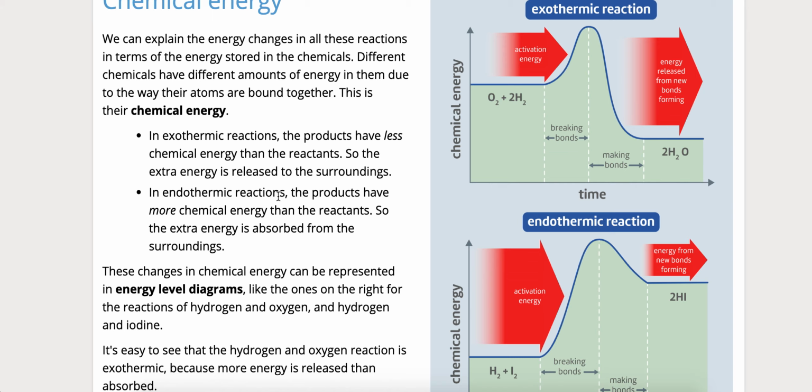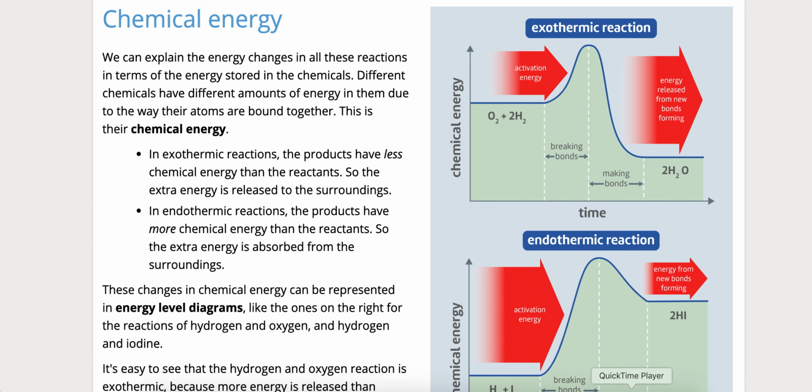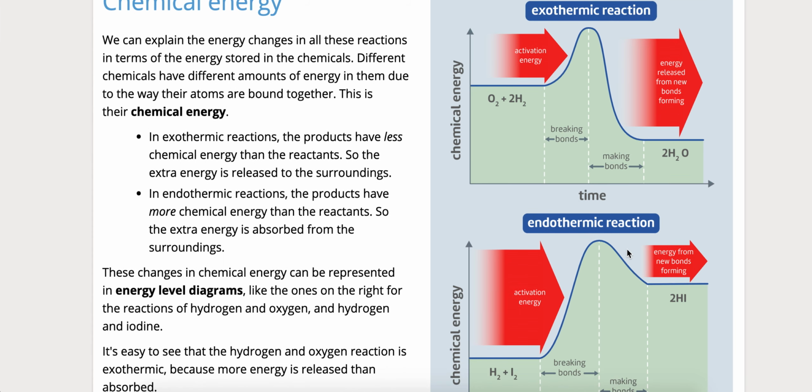In endothermic reactions, the products have more chemical energy than the reactants, so the extra energy is absorbed from the surroundings. We can actually see these two points discussed in this diagram here. So, if we take a look at this first point, in exothermic reactions, the products have less chemical energy than the reactants.